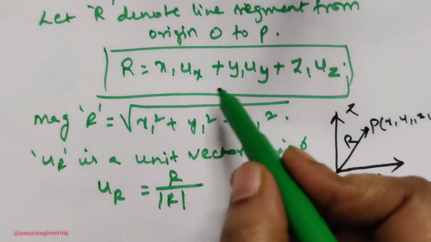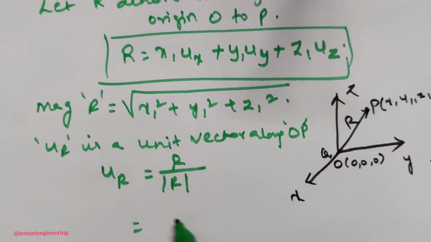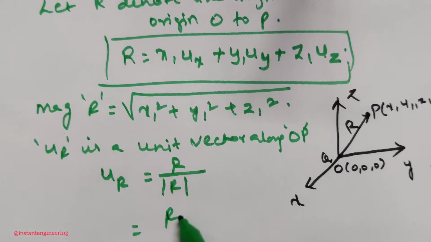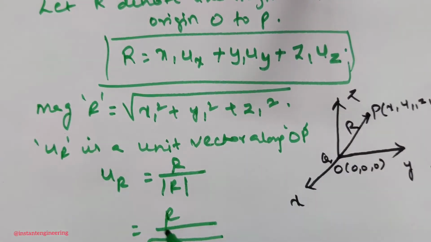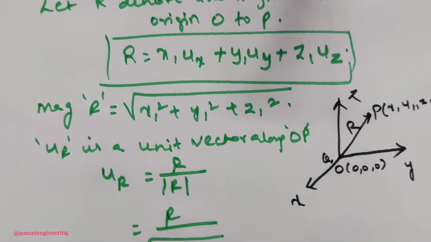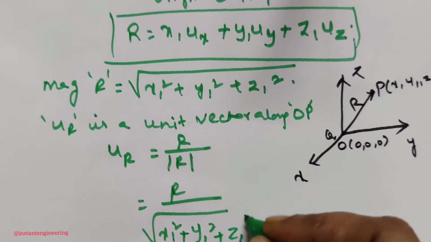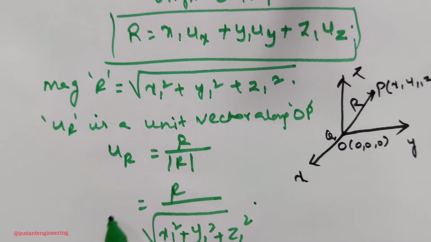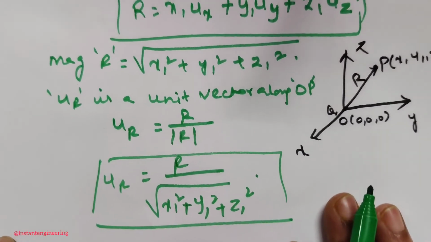Here the R value we already know, just substituting that over here. So UR will become R divided by modulus of R, which is the magnitude of R, that is the square root of x1 square plus y1 square plus z1 square. So this is UR, the unit vector. I think this is clear.